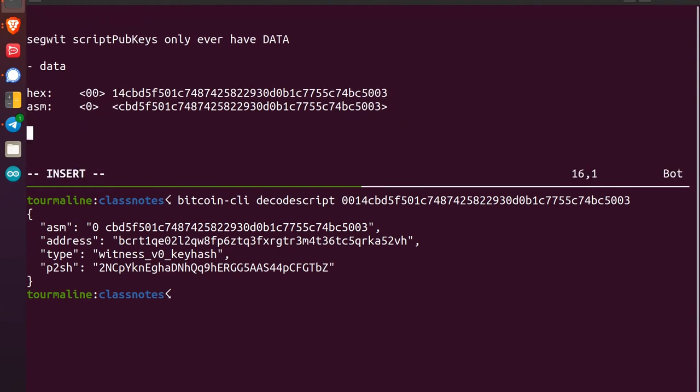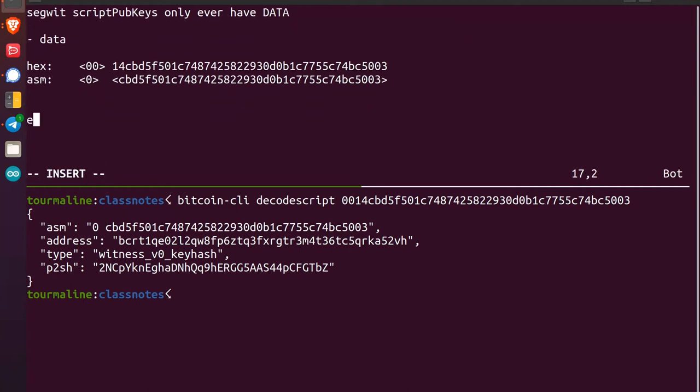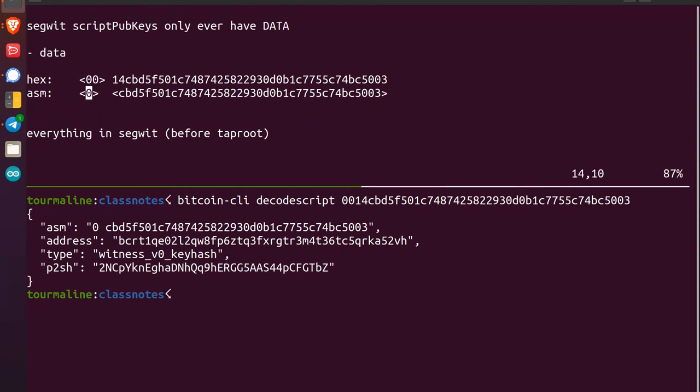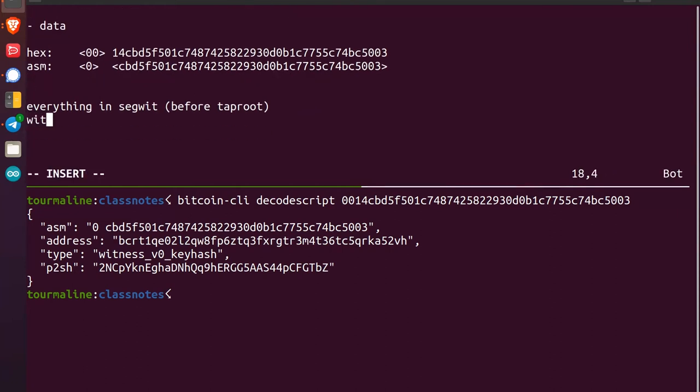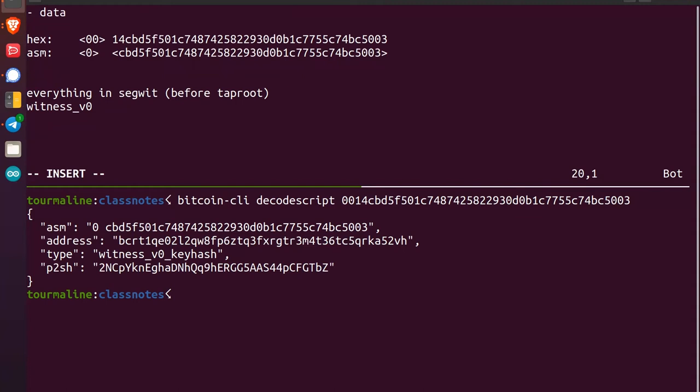So how do you know you're looking at a Taproot script? Everything in SegWit, before Taproot, has this number as zero, because SegWit was considered witness version 0. When you pass it through decode script, it tells you witness v0 key hash.